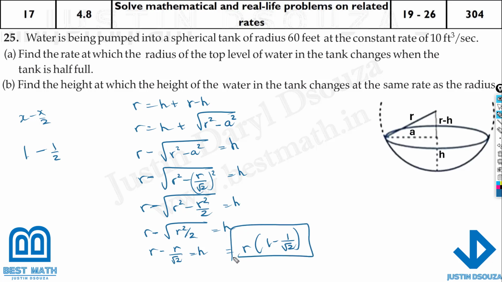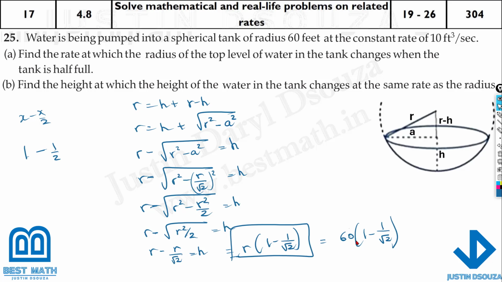So this is the answer for h, but we know the radius, right? What is it? 60. So just substitute it. So 60 times 1 minus 1 by root 2 must be equal to the height. So at that particular height, we will have the rate of change of the height of the water and the rate of change of the radius of the water equal. So we used all this, we got the a value in terms of radius. So now we could solve it.